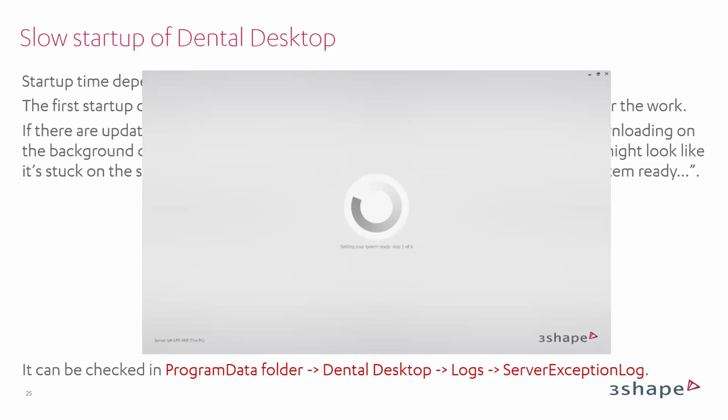Also, you may check the progress if you go to the ProgramData folder, Dental Desktop, Logs, and Zero Exception Log. In the Zero Exception Log, if you scroll down, you will see the latest software process update, and it actually explains what process is run now. So you may just check the status there.